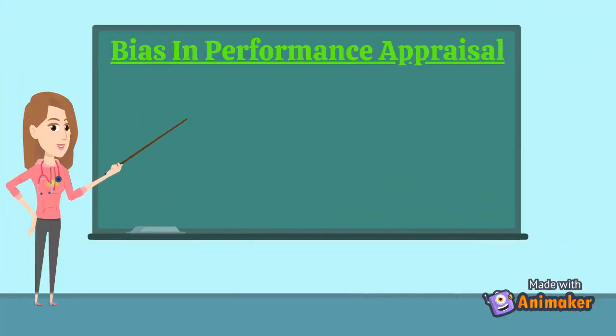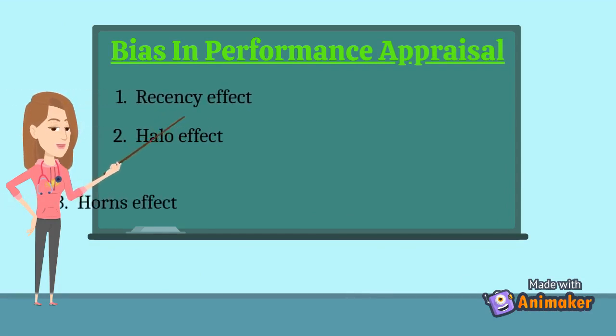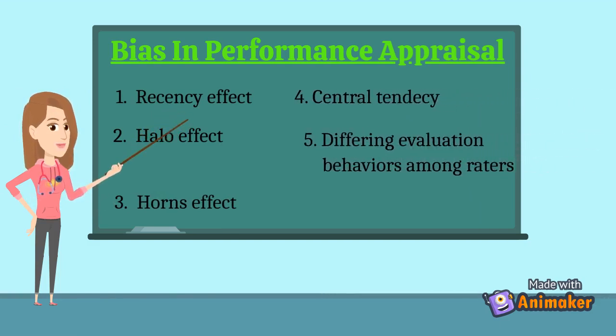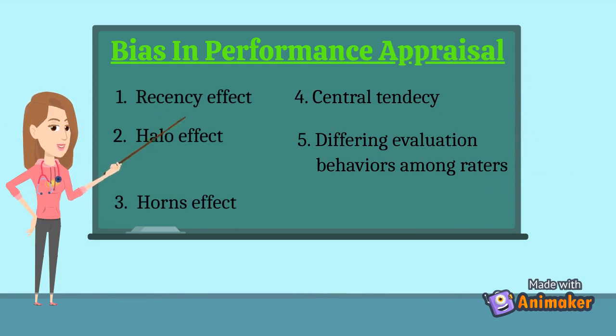Bias in performance appraisal. Managers must avoid bias in employees' appraisals. Some pitfalls that managers should avoid are: first, recency effect; second, halo effect; third, bounce effect; fourth, central tendency; fifth, differing evaluation behaviors among raters; and lastly, personal biases.